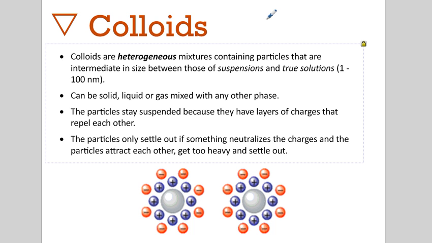The next type of solution is a colloid. A colloidal solution is a heterogeneous mixture containing particles that are intermediate in size between that of a true solution and a suspension. The suspension we'll talk about next. A colloidal solution can be solid, liquid, or gas mixed with any other phase. So you can have a gas colloid, technically. The reality is that's not common, but it can happen.